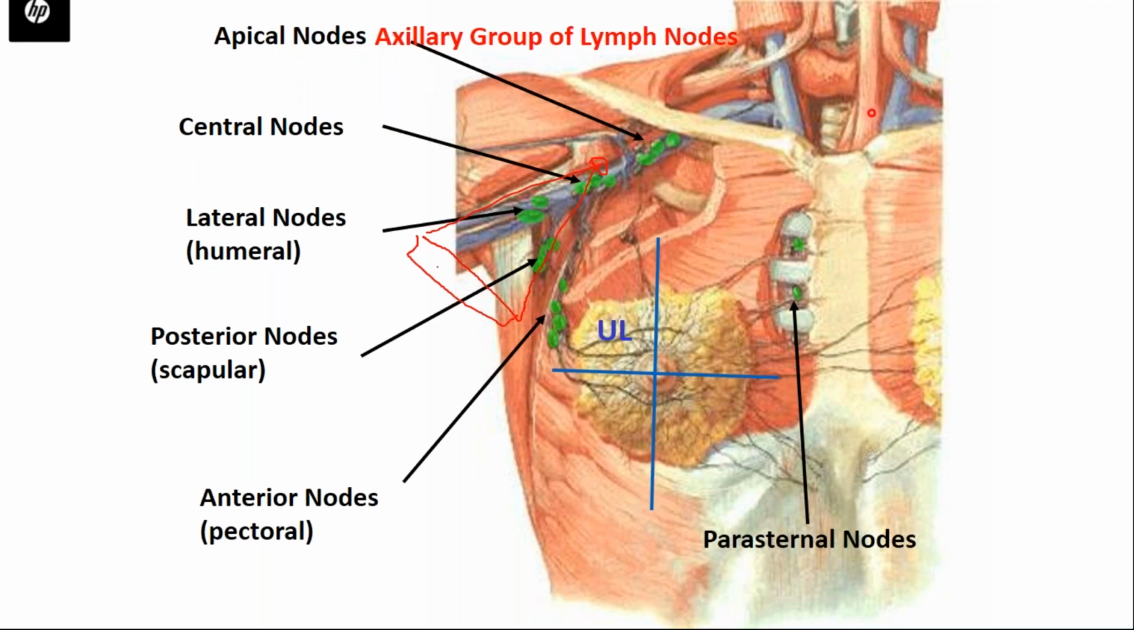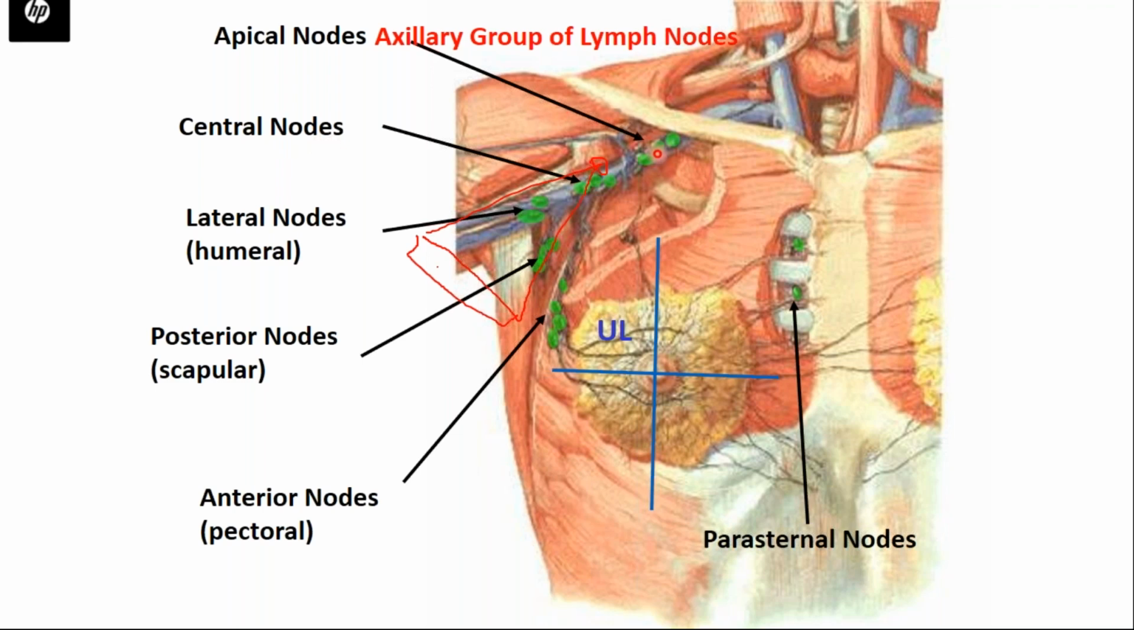All right, so if you remember the pyramid, the pyramid has an anterior wall, a posterior wall, a medial wall, a lateral wall. Similarly, in each part there are lymph nodes: an anterior group of lymph nodes, a posterior group, a medial group, and a lateral group. And in the center there is a central group of lymph nodes, and in the apex there is an apical group of lymph nodes.